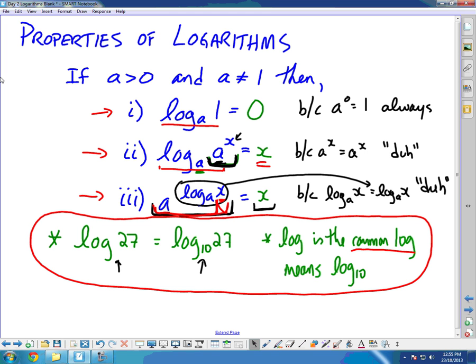And if you go to your calculator, your logarithm base 10, your common log, is the only one your calculator can calculate. And so they just have a log button. But it means log base 10.